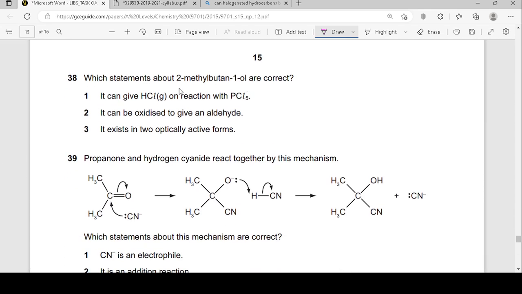Which statements about 2-methylbutan-1-ol are correct? So let me just draw it out. Butan-1-ol. This time I'm going to start my carbon chain from this side, right to left, okay? So this is 2-methylbutan-1-ol.